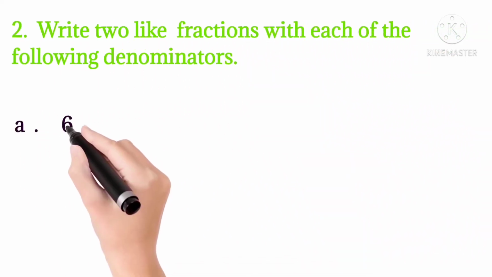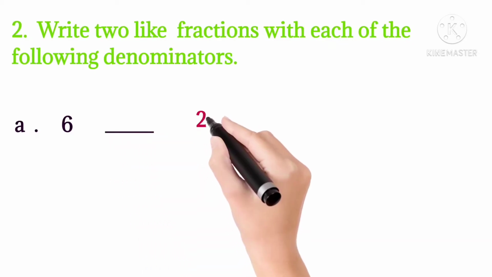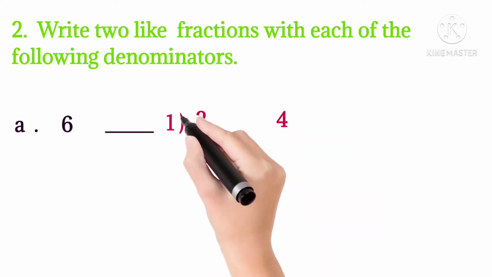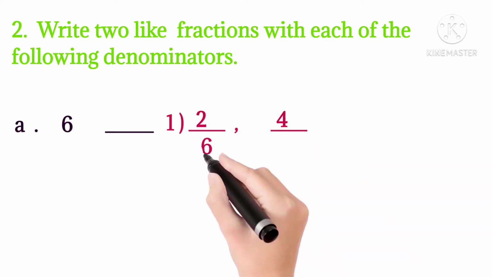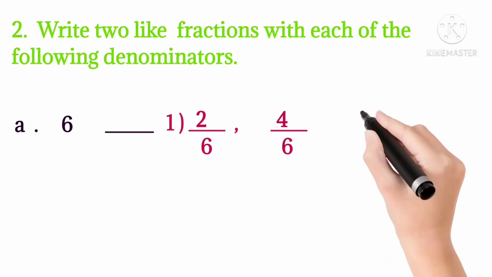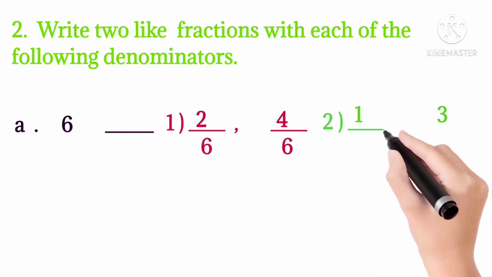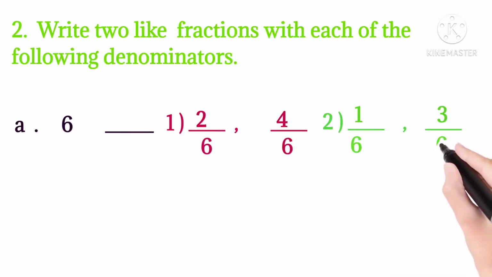Second one, write two like fractions with each of the following denominators. A: 6. Then we have to make two like fractions. First one 2 by 6, 4 by 6. Here denominators are 6, as well as these are two like fractions. Then second one 1 by 6 and 3 by 6. These are also like fractions.